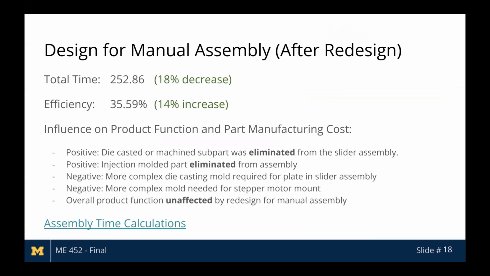So overall, we were able to achieve an 18% decrease in total manual assembly time and a 14% increase in manual assembly time efficiency, simultaneously not affecting the product function, and we were able to eliminate 2 parts from the entire assembly. The only negative effect is that we might require more complex molds for die-casted parts or injection molded parts.